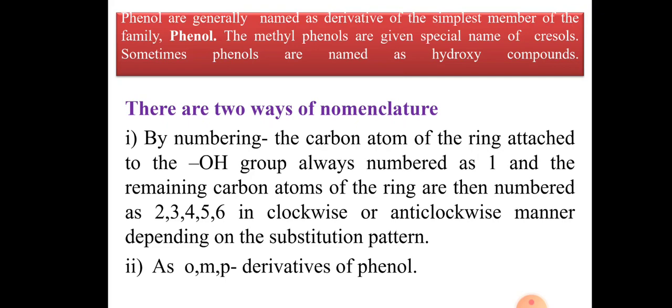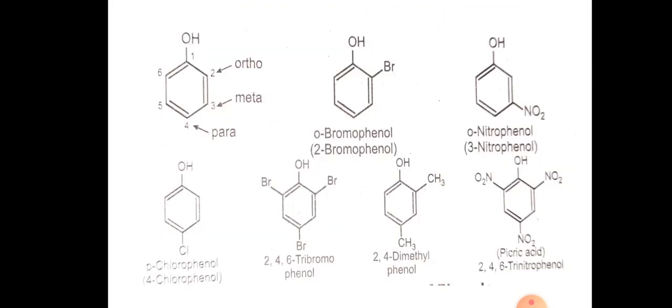We know the ortho position, meta position and para position. By using these we can give the name to the phenol. Here this is the structure of phenol, and here numbering is given 1, 2, 3, 4, 5, 6. With respect to this hydroxyl group, the 1,2 position is ortho. Then with respect to this hydroxyl group, the 1,3 relationship is meta, and the number 4 position is para, 1,4 position, that means para.